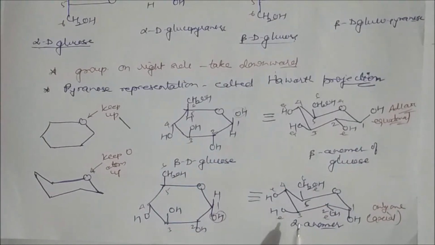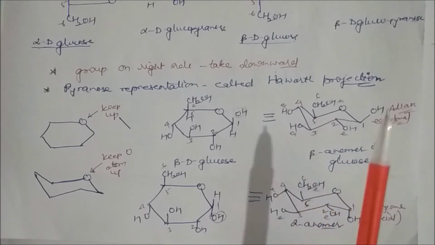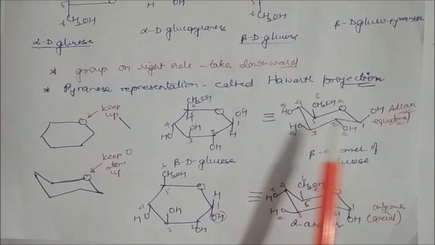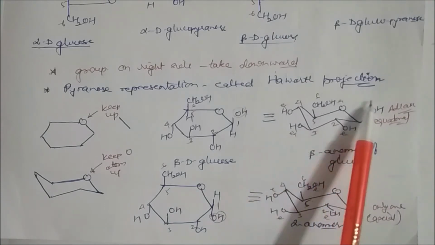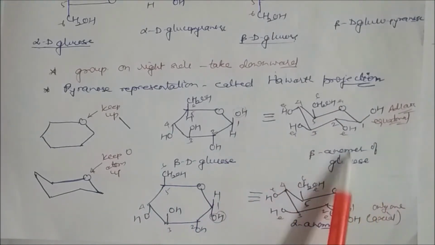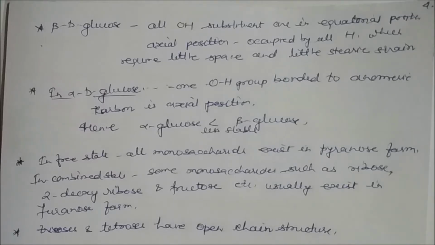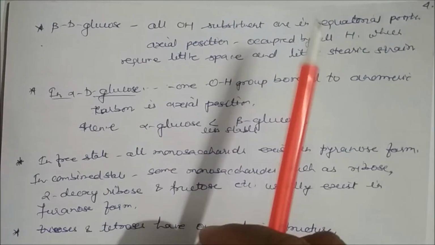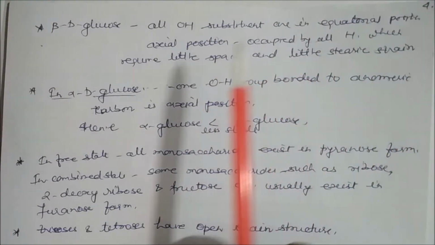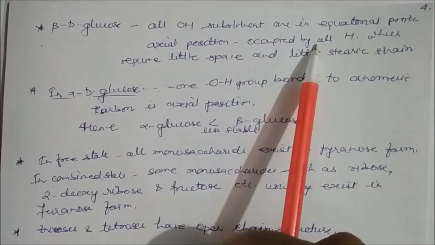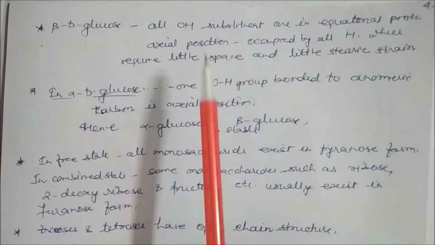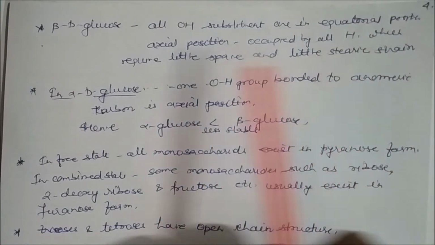The alpha anomer you can write like this in the chair form, but here only this OH is in axial position, and the remaining are all in equatorial position. That's why this is less stable, and the beta anomer is more stable because all groups are in equatorial position. So in beta D-glucose, all OH substituents are in equatorial position. The axial positions are occupied by hydrogens, which require little space and cause little steric strain. So this is more stable.